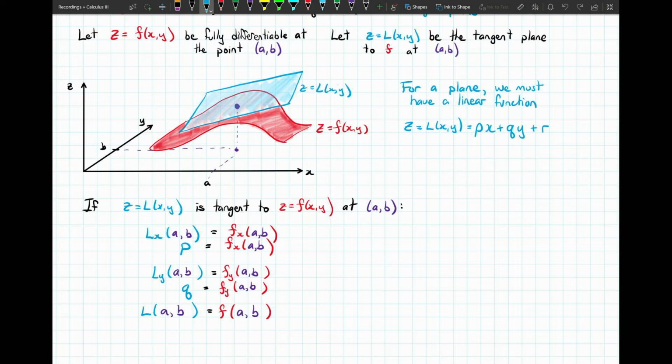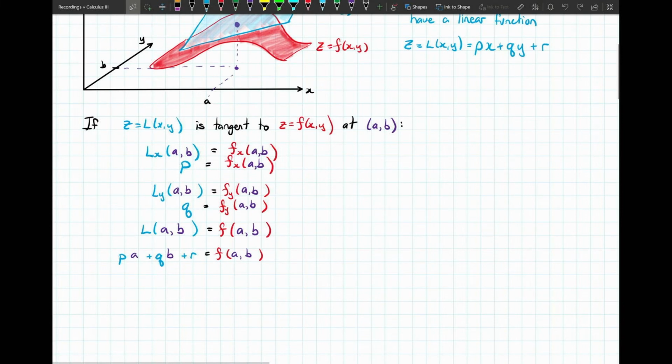If you plug a and b into our function on the left-hand side, we end up with pa plus qb plus r. If we want to solve for r, we can move a couple of these terms to the right-hand side, and at the same time, why don't we plug in the expressions that we already have found for p and for q. That gives us r is equal to f of a comma b minus a times f partial x at the point a, b minus b times f partial y at the point a, b.